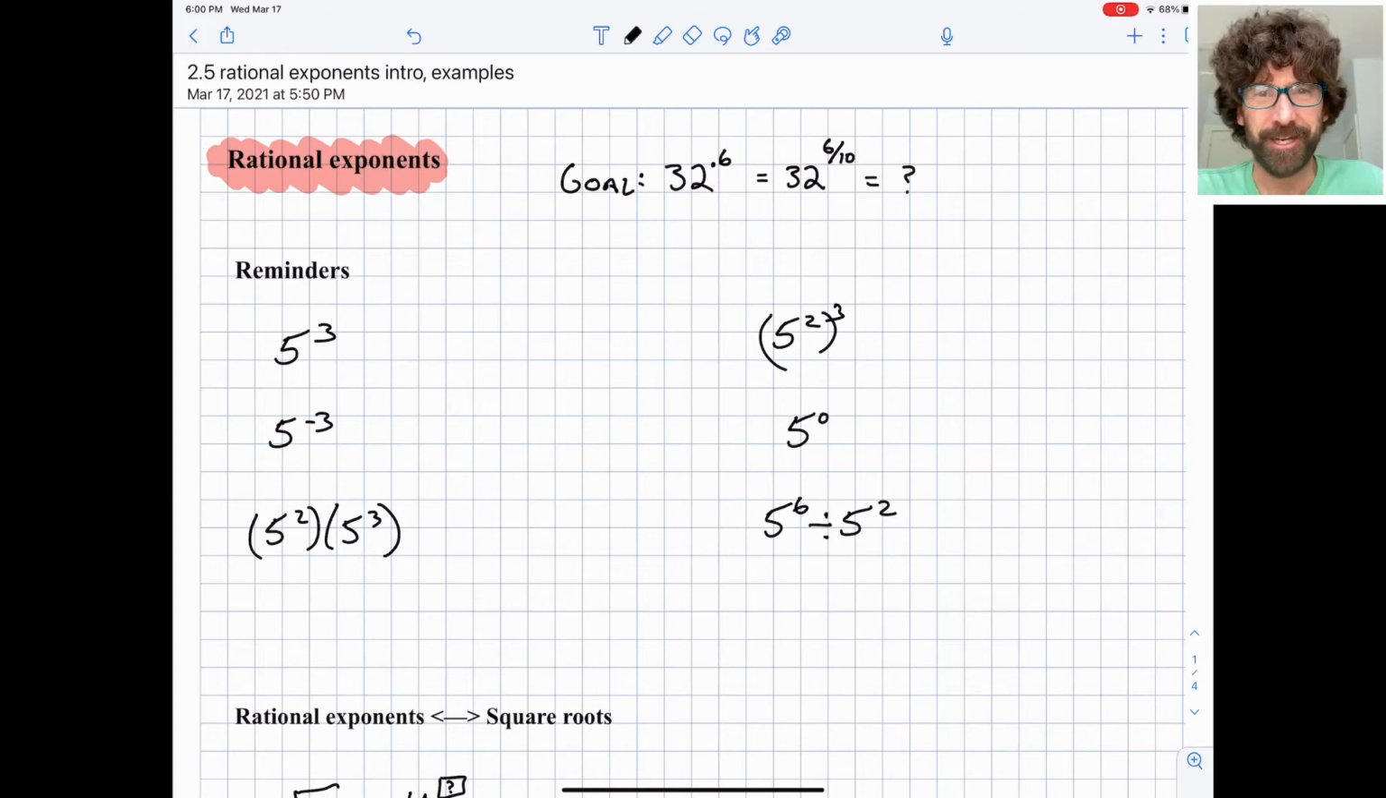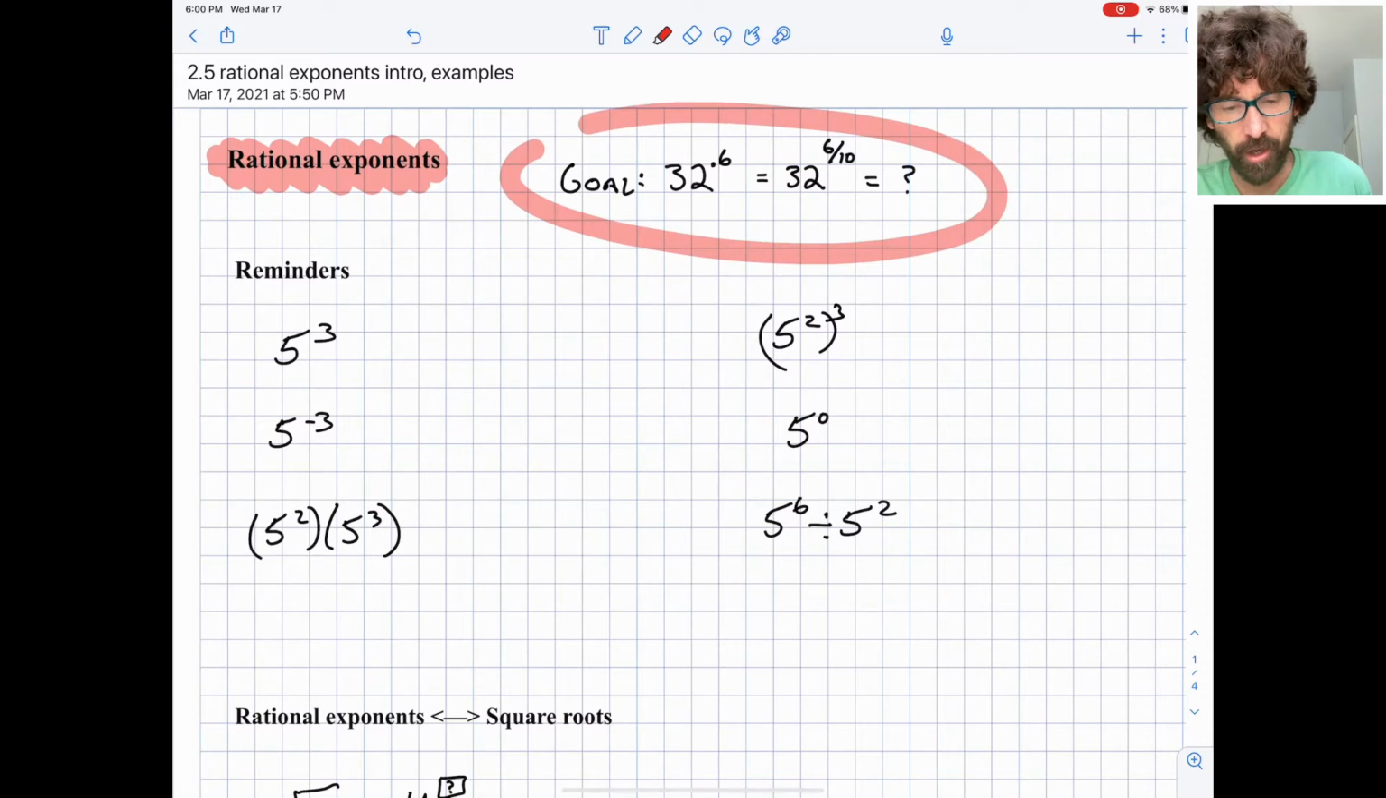All right, this is a video for Algebra 2 on an introduction to rational exponents, and we'll start with a few reminders around exponents and rules of exponents, and then we'll do a few different solved examples. So our goal here is to really think about what this might refer to.